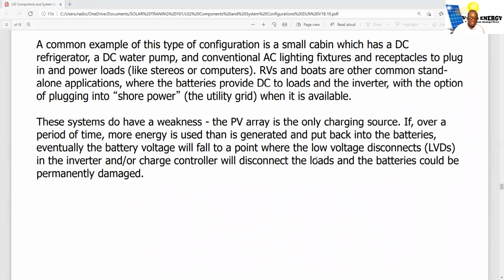These systems do not have a backup. The PV array is the only charge source. If over a period of time more energy is used than is generated and put back into the battery, eventually the battery voltage will fall to a point where the low voltage disconnect, LVD, like I said, kicks in. You have to have a low voltage disconnect on your battery system. So when the battery hits that 80%, pop, the LVD shuts off the discharge of your battery. Your battery will no longer provide current to your inverter or to your DC appliances.